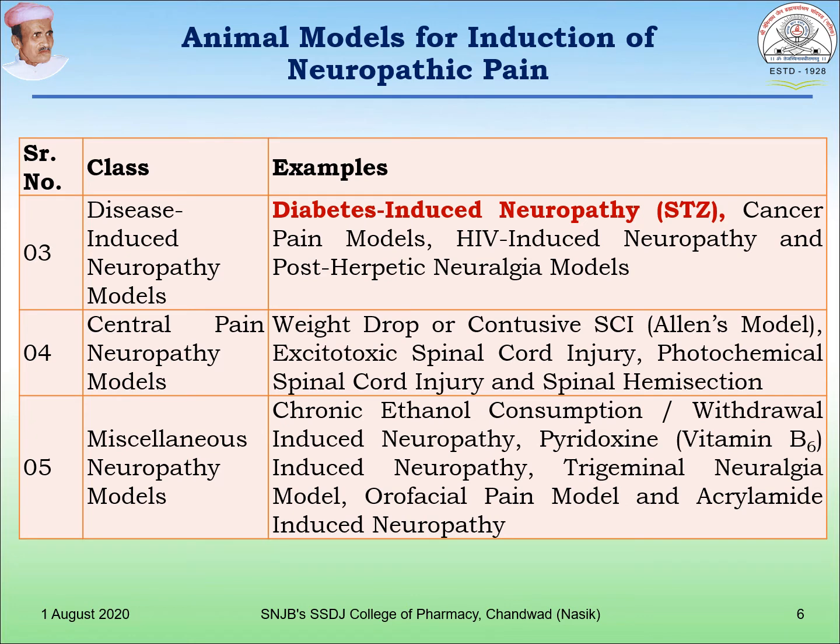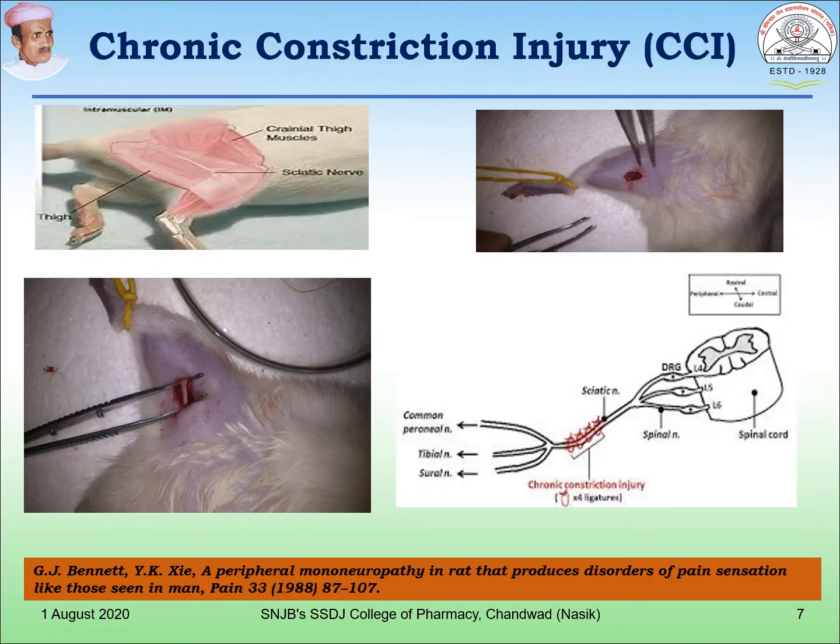Apart from that, some diseases also produce neuropathic models, like diabetes or persistent hyperglycemia, which can produce neuropathic pain. So this is again a widely used model. Then there are central pain models. Then some miscellaneous neuropathic pain models are there. In that, alcohol consumption can also act as one of the models. Now we will discuss the chronic constriction injury model.